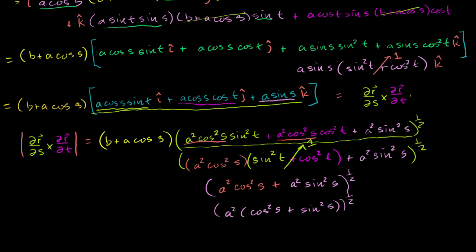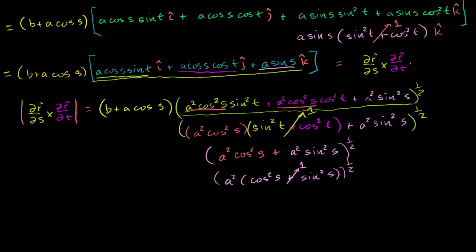I'm just focusing on this term right here. I'll write this in a second. But once again, cosine squared plus sine squared of anything is going to be equal to 1. As long as it's the same anything, it's equal to 1. So this term is a squared to the 1/2 power, or the square root of a squared, which is just going to be equal to a.